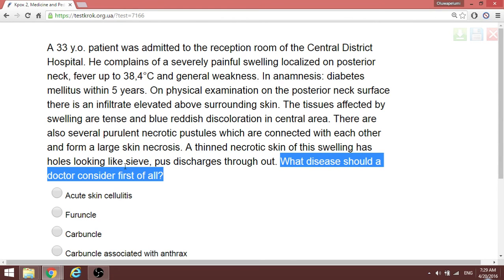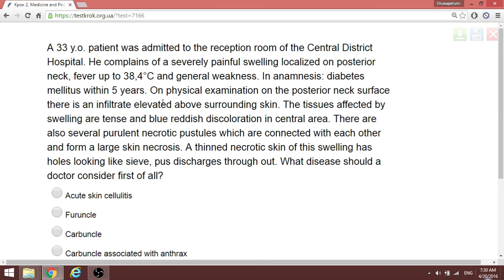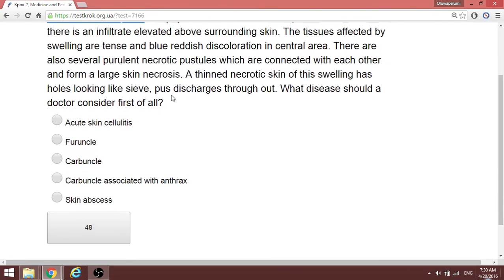So what disease should a doctor consider? Sometimes you think it's treatment, and when you finish reading, you think they're asking for diagnosis. So what disease should a doctor consider first? Notice, together with the temperature and everything, that the patient is suffering from diabetes mellitus. When you see diabetes mellitus and they're asking for a surgical whatever, you will not be wrong 99% of the time to choose a carbuncle.